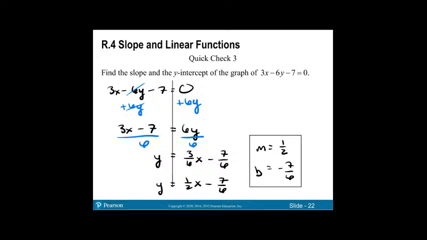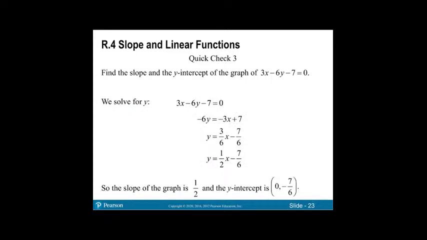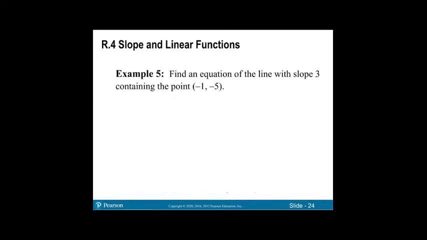Let me see. Okay, so I got a few minutes, 1/2, and a negative. Okay, y-intercept. I like that they do the ordered pair for the y-intercept, because sometimes they don't do that. Okay, find the equation of the line with that slope containing that point.